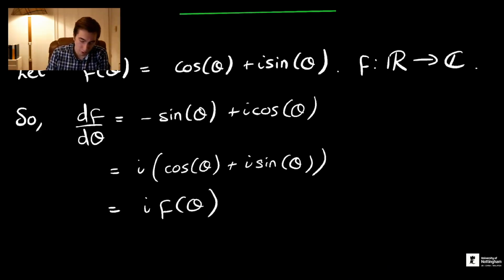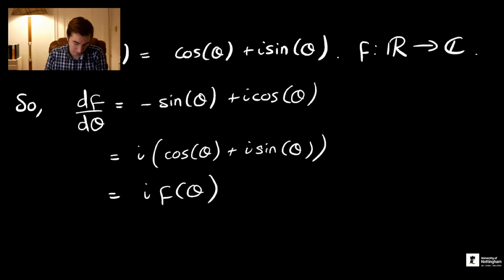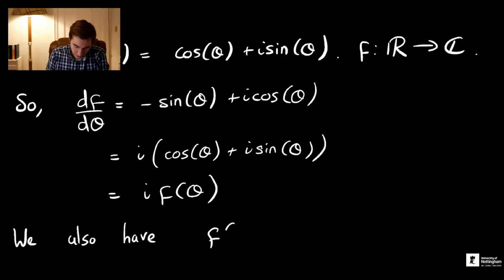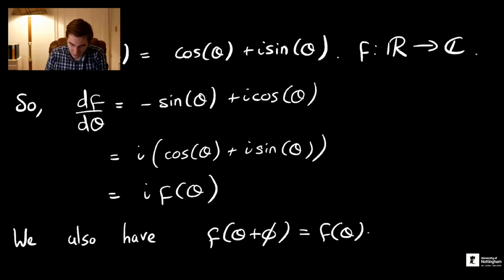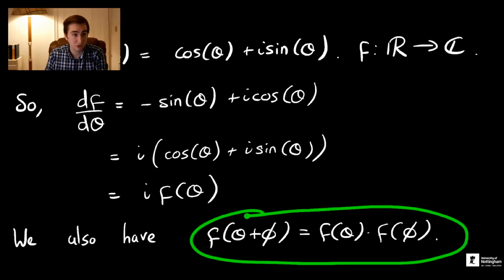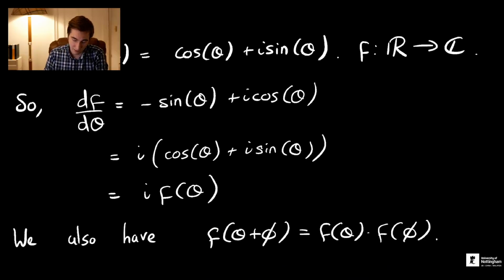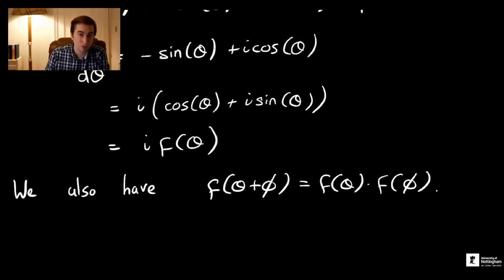What's another property that we've got? Well, we know how to multiply complex numbers. So we also have f of theta plus phi is f of theta times f of phi. We know that just from the multiplication of complex numbers on the complex plane. And if we look at these two properties, namely that the derivative of f just gives a constant times f, and that f of theta plus phi is equal to the product of f of theta and f of phi, that looks a lot like the exponential function, right?